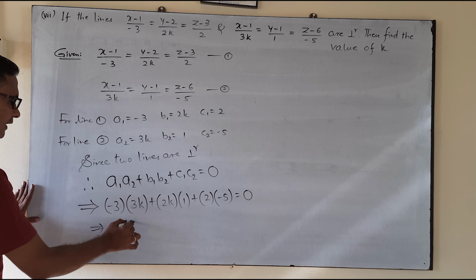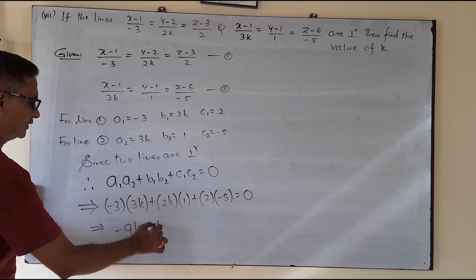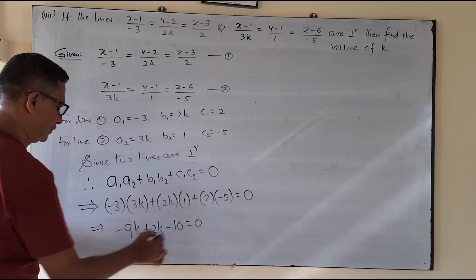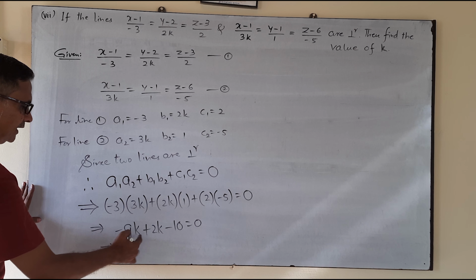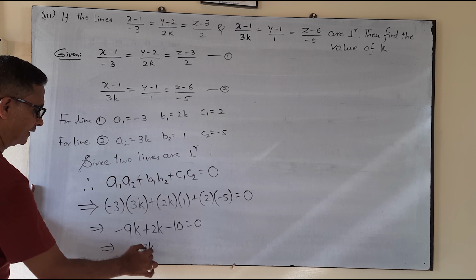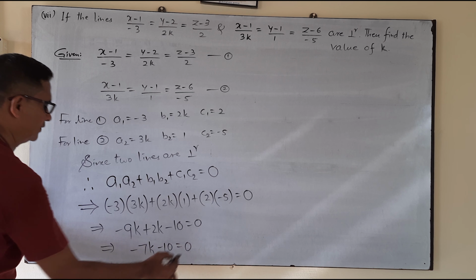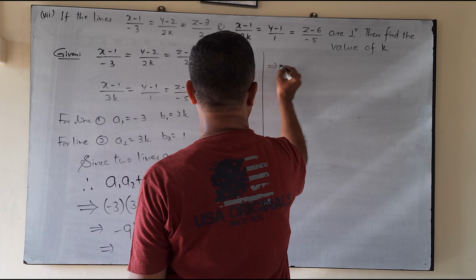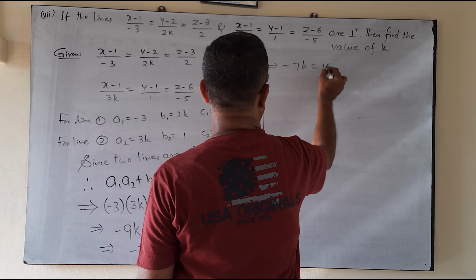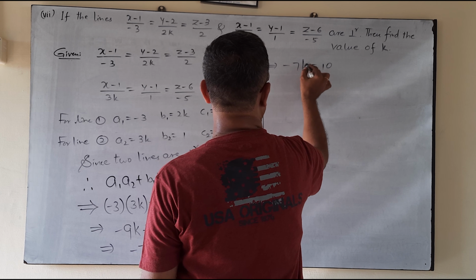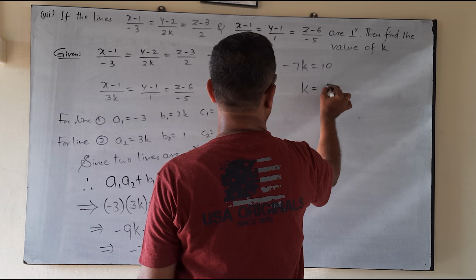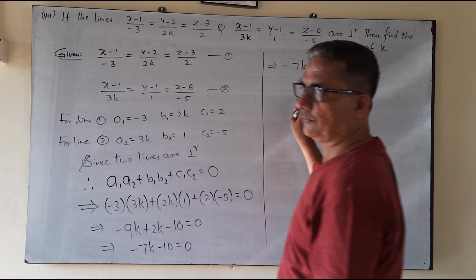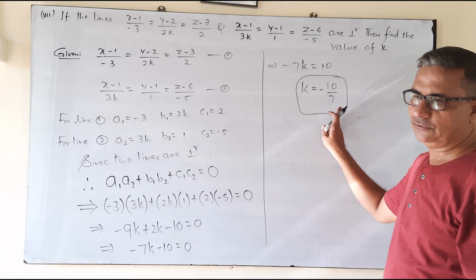Simplify: minus 9k plus 2k plus 2 into minus 5, minus 10, is equal to 0. So minus 9k plus 2k is minus 7k, minus 10 is equal to 0, or minus 7k is equal to 10. Therefore, k is equal to 10 divided by minus 7, that is, 10 by minus 7. This is the value of k. Clear? Okay.